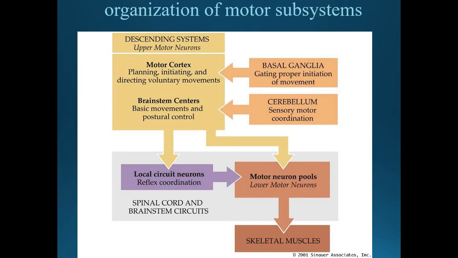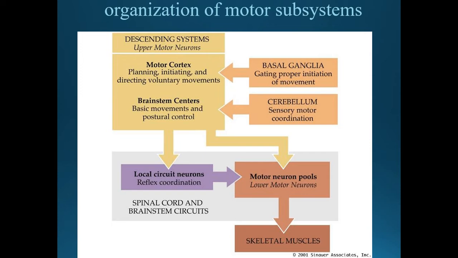The motor neurons of the upper system have areas: basal ganglia, for proper initiation of movement, and connected with the motor cortex, for planning, initiating, and directing voluntary movement. Cerebellum, for sensory motor coordination.